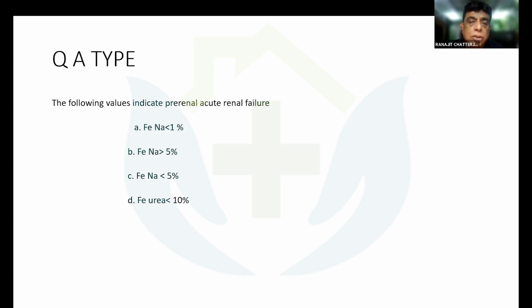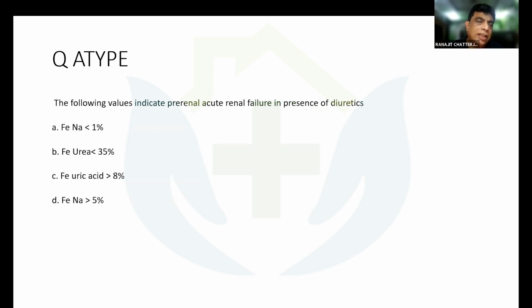If the patient has already received a diuretic like Lasix, then this criterion does not hold good for pre-renal acute renal failure. The moment you give a diuretic, the fractional excretion of sodium will increase because sodium will come out with the diuresis. So you may get a question like this: the following rules indicate pre-renal acute renal failure in the presence of diuretics. Fractional excretion of sodium less than 1%, urea less than 35, uric acid more than 8, excretion more than 5. Which one is the answer?